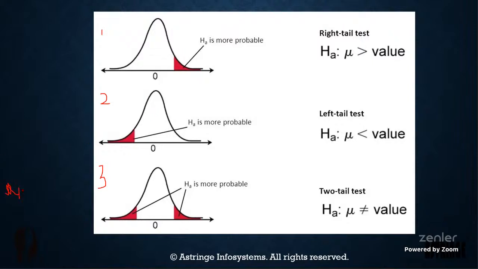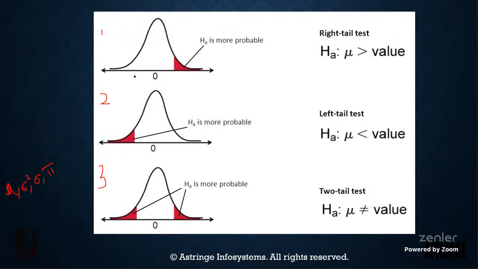Then variance is denoted by this sign, standard deviation as well as this, and proportion by pi. If you don't know, just remember this, it is important to know. These are the tests given about tail testing and hypothesis testing.